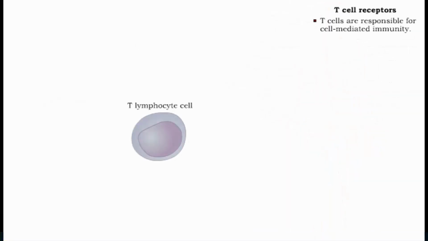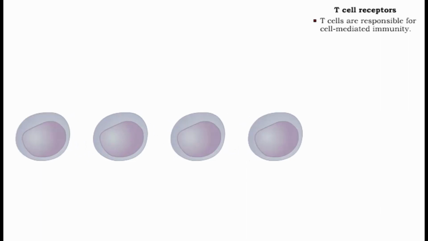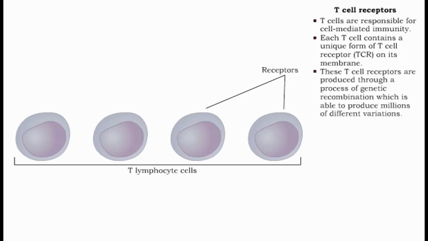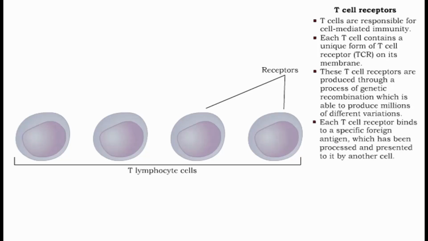Cell-mediated immunity is the form of immunity carried out by the T lymphocytes, or T cells. The body contains millions of different T cells. Each contains a unique form of T cell receptor on its membrane. Like immunoglobulins, T cell receptors are produced through a process of genetic recombination, which is able to produce millions of variations. Each T cell receptor is capable of binding to a specific foreign antigen, but only after the antigen has been processed and presented by some other cell.